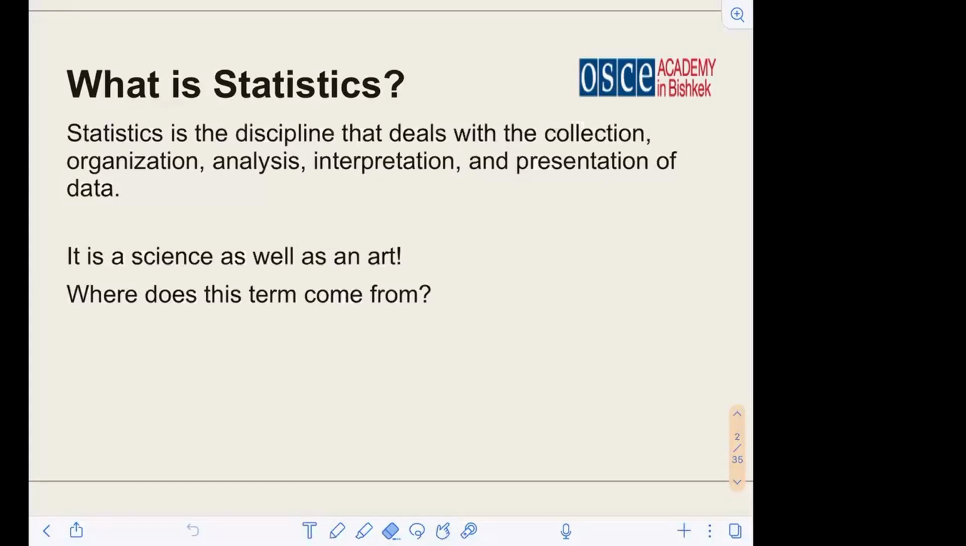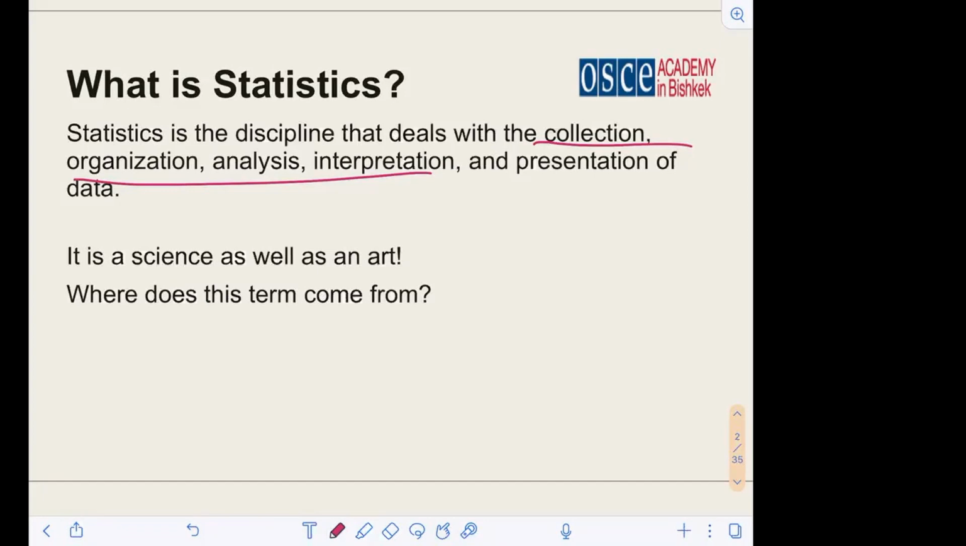What is statistics actually? Statistics, as you can see, deals with the collection, organization, analysis, interpretation, and presentation of data. Even those who haven't studied statistics actually use it in our day-to-day life. Statistics is basically a figure that we use in our day-to-day life.